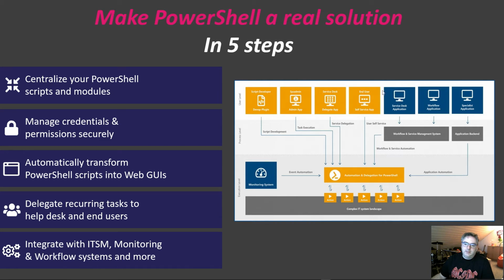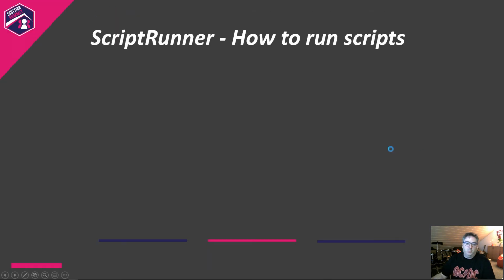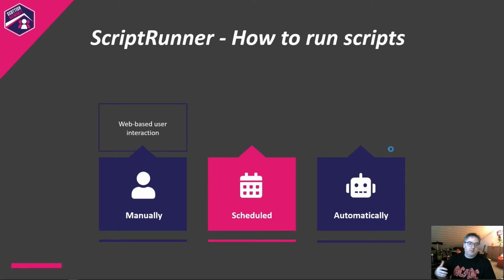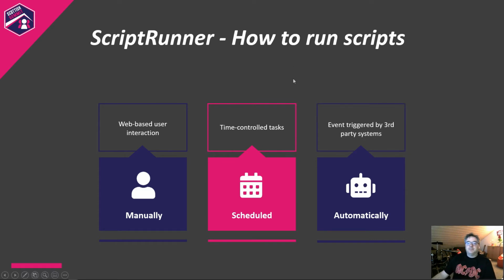Okay, so before we switch to my demo environment, let me sum up how we actually execute scripts. There are three ways: manually, scheduled, and fully automatic. For the manual approach, there is a user interaction based on browser applications. The second one is time-controlled tasks, typically something for housekeeping processes. And then you have the automatic approach, where third-party systems can trigger the execution depending on what happened on that side of the third-party system.